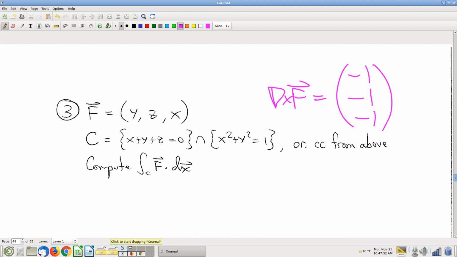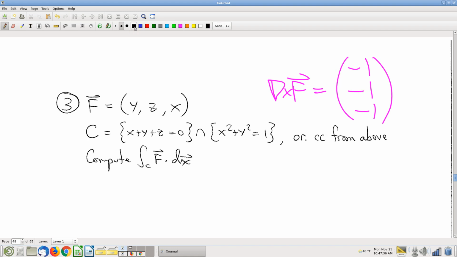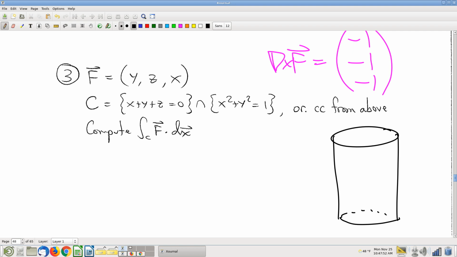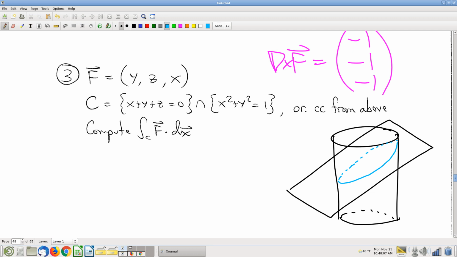Okay, so back to the question. What does our curve look like? We have a vertical cylinder intersecting a plane, and so we're going to get a tilted ellipse like that. All right, everybody see the picture there? So that's our curve. And again, the big question, is that the boundary of a surface? Why, yes it is. It is the boundary of that surface.